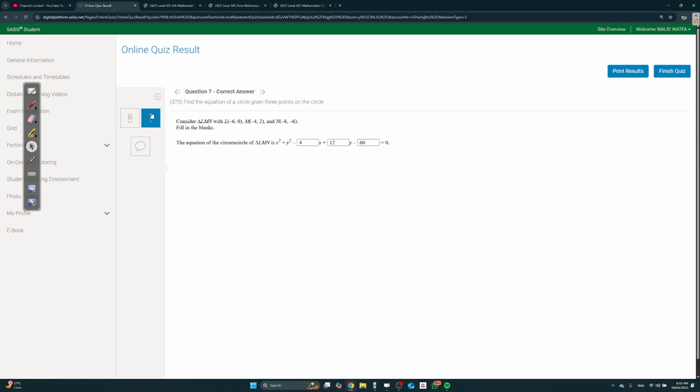Question 7. Consider triangle LMN with L(-6, 0), M(-4, 2), and N(-8, -6). So they want you to find the circumcircle. The circumcircle basically means if you have a triangle, what is the circle that joins all these 3 points? So basically they're telling you, you have 3 points on a circle, find the circle.